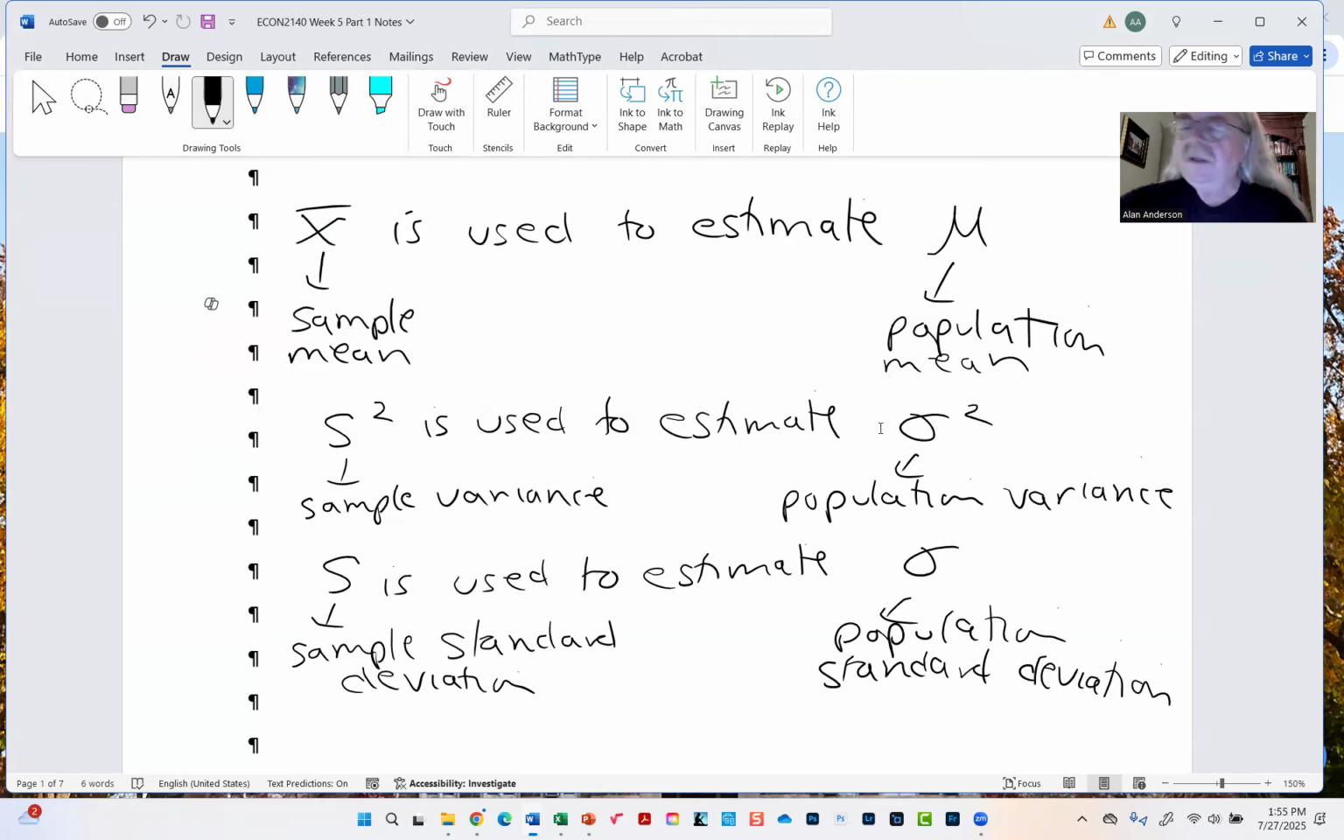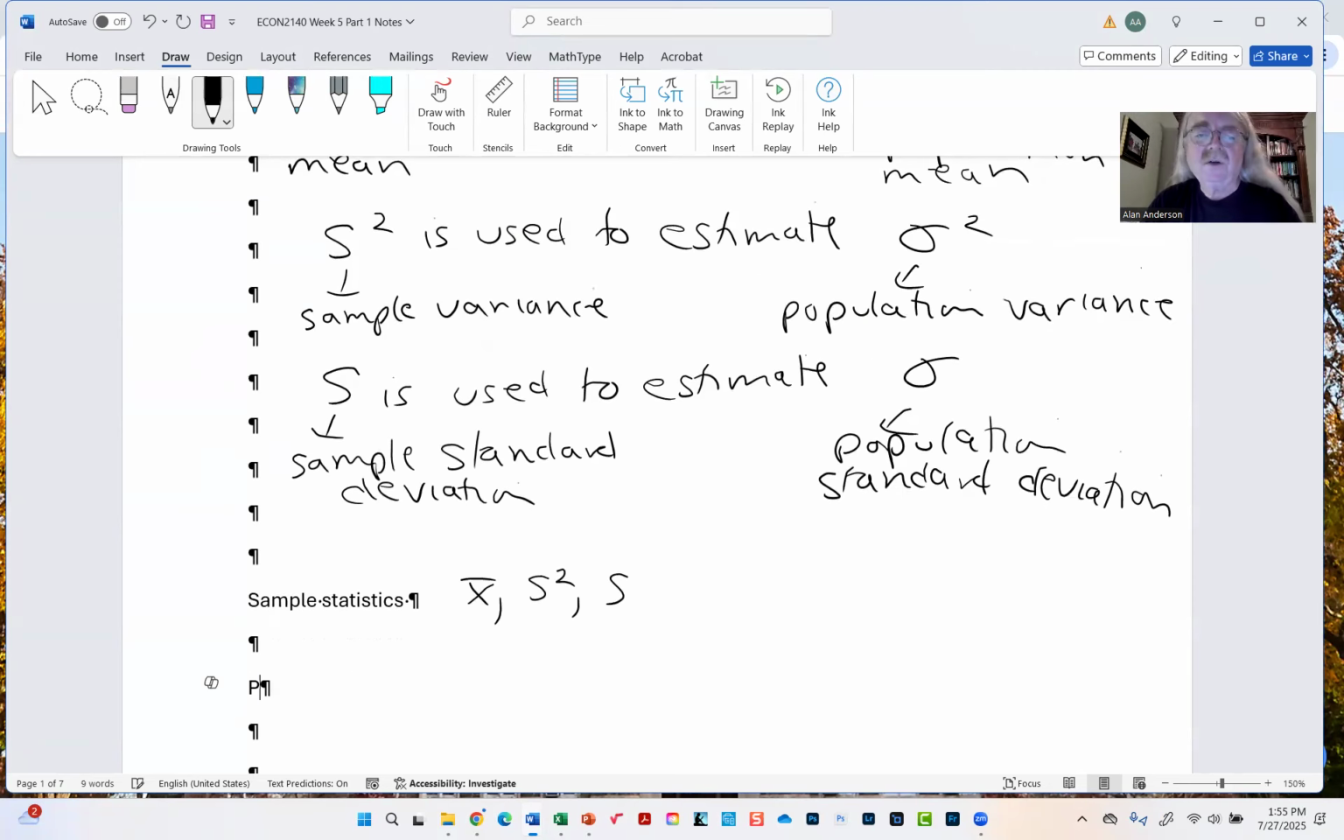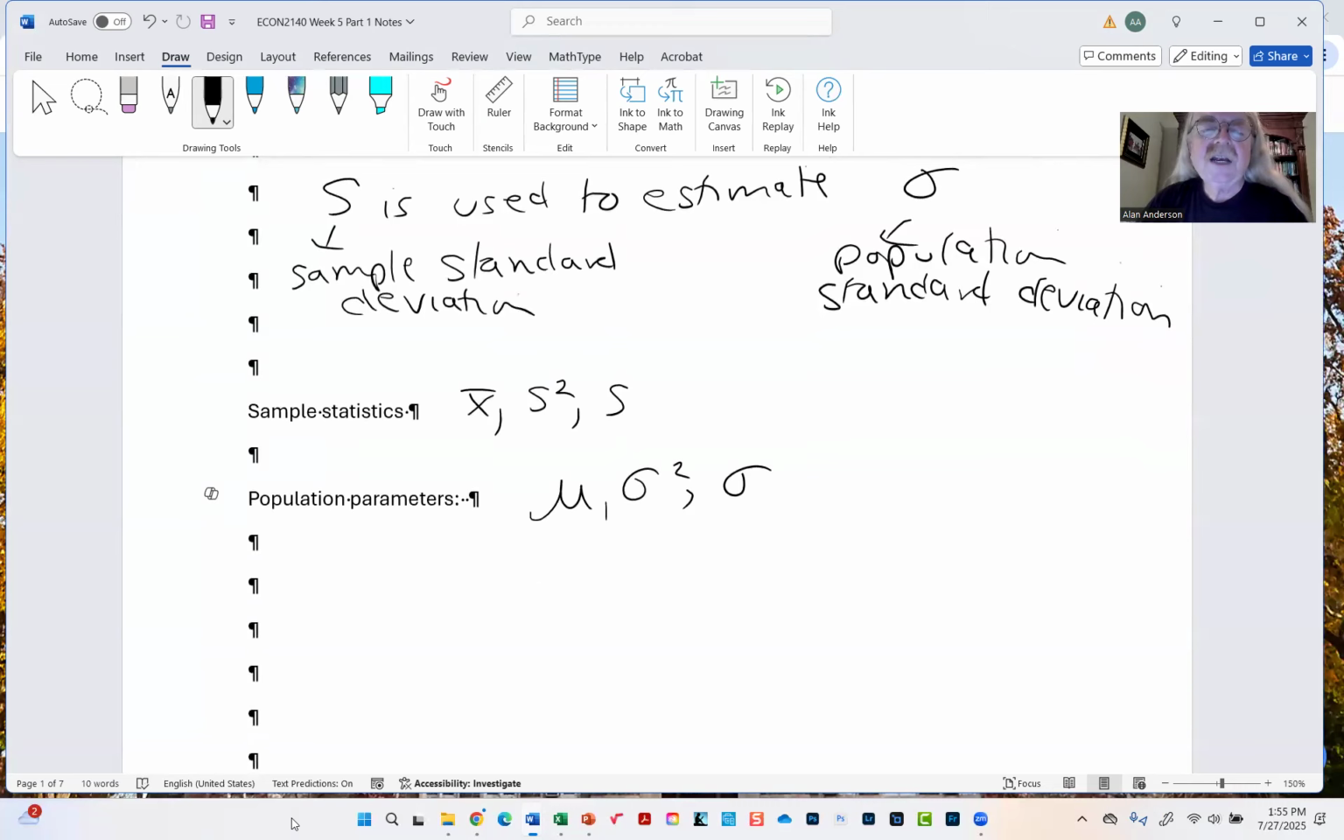So the measures that are used to represent a sample are referred to as sample measures, of course, or sometimes they're called sample statistics. Right? That word statistics indicates that this is a sample measure. The corresponding population parameters, as they're called, would be, of course, mu, sigma squared, and sigma. Okay, now what is this chapter all about?